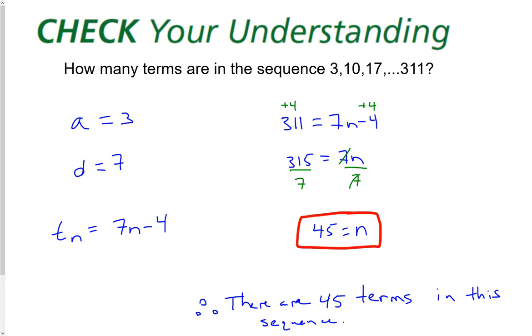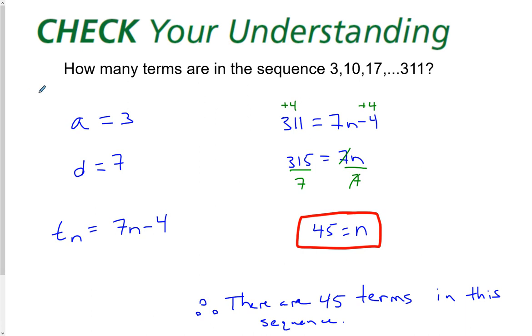Okay, there we can see our answer. Hopefully you got there yourself, that there are 45 terms in this sequence. I really don't want you doing the thing where you're just counting up by sevens, saying, oh, 17 plus 7, that's 24, plus another 7. Don't do that. Actually do the math, because we need to be able to do this method to solve more complex ones. Okay? So that's all I wanted to take you through for today.